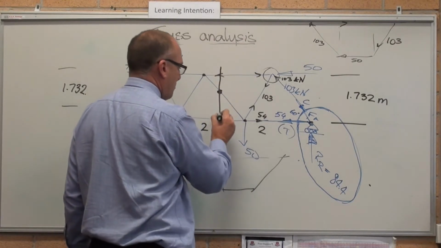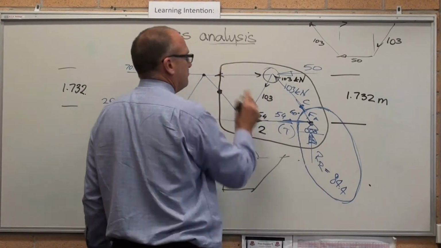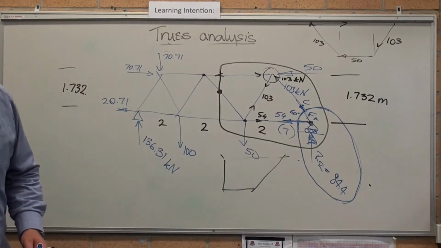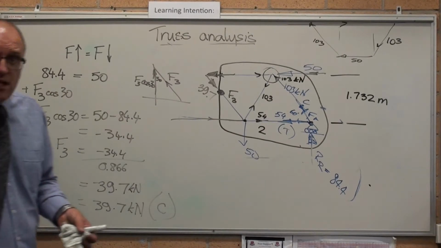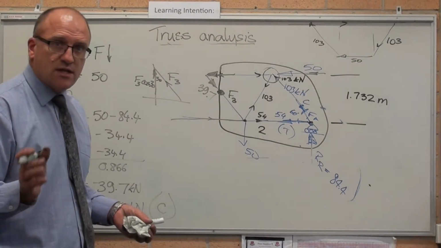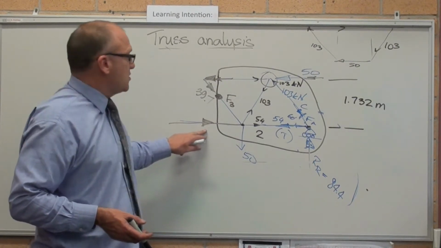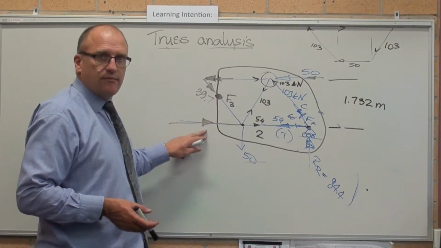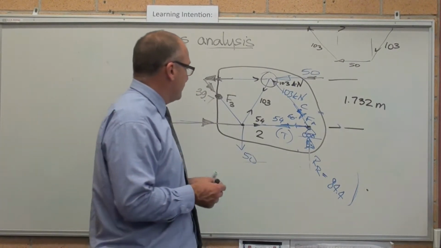I'm going to now draw a box around the bridge. What I don't want, I eliminate. That is the method of sections. That is as simple as it is. So they might have asked you to calculate this horizontal force or this horizontal force. Let's go through and do them both.